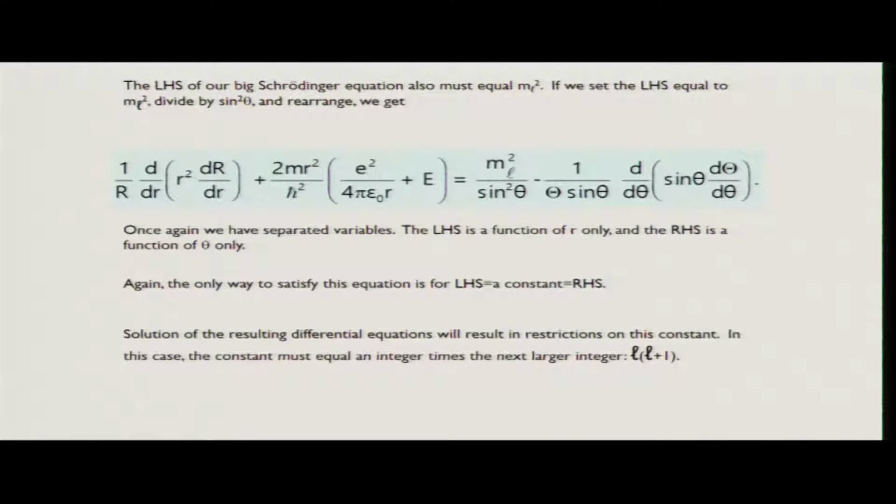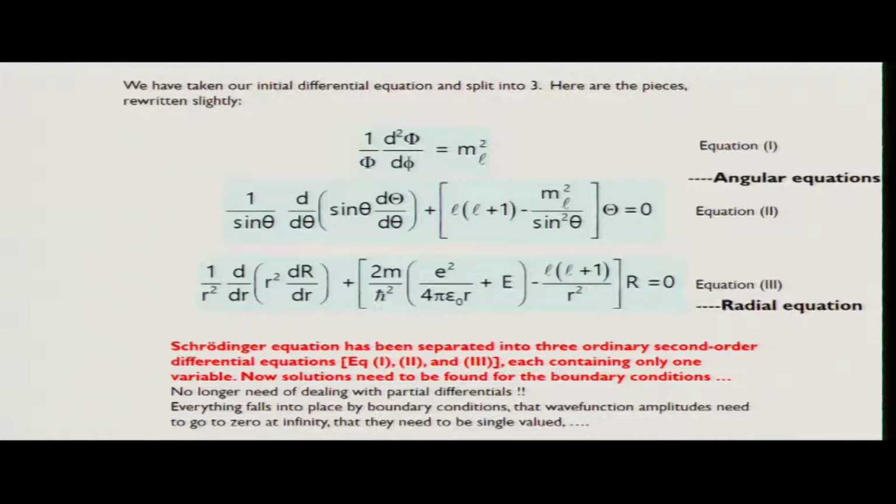The solution of this resulting differential equation will result in restrictions on this constant. In this case, the constant must be equal to an integer times the next larger integer, and that is one of the tricks that we find out as to how it is happening. And so, what we find is that we have taken our initial differential equation and split it into three. Here are the three pieces rewritten slightly differently.